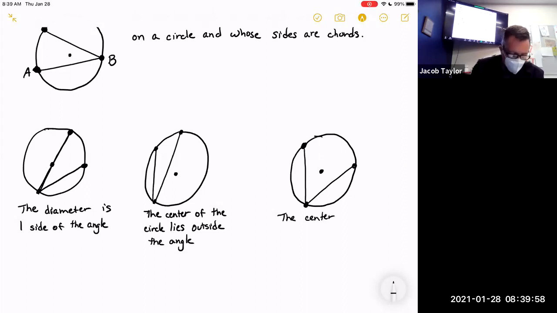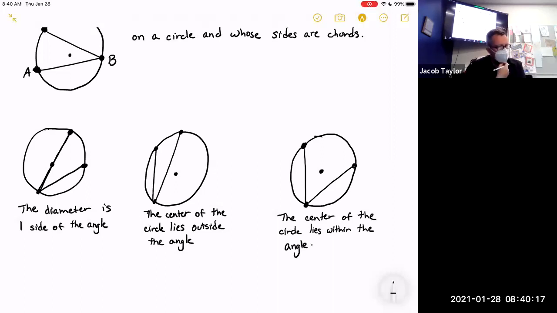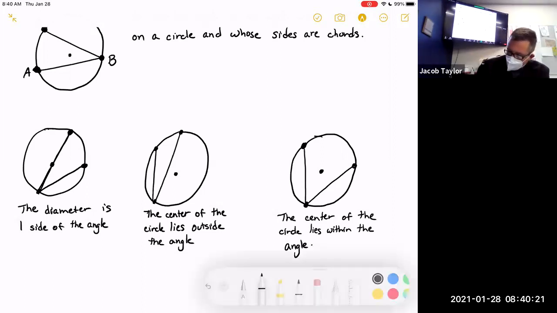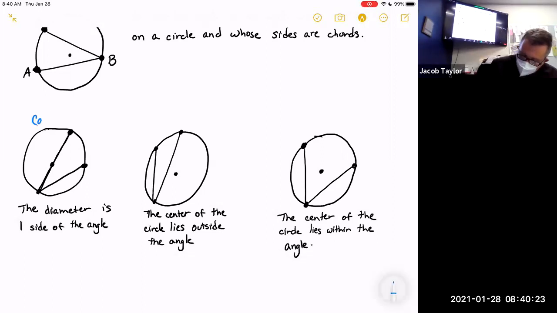The other type of inscribed angles is when the center of the circle is in the angle. Those are our three types. And we will very creatively name these case one, case two, and case three.